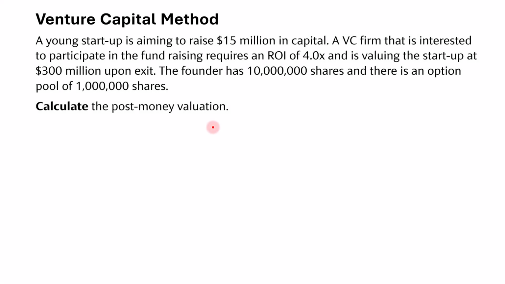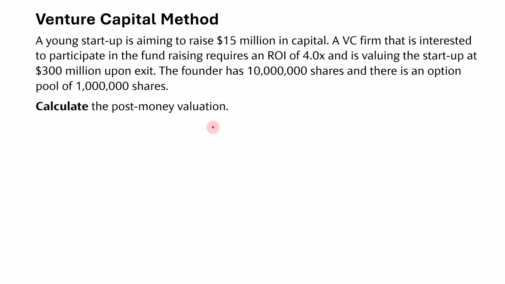In this example, we have a young startup company that is aiming to raise $50 million in capital. A VC firm is interested to participate in the fundraising, but the firm requires an ROI of 4 times and is valuing the startup at $300 million upon exit. So that's the exit value. The founder has 10 million shares and there is an option pool of 1 million shares.